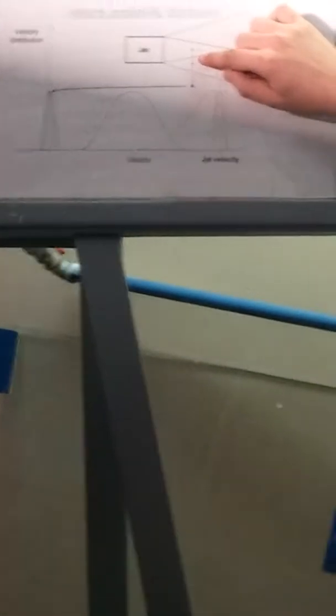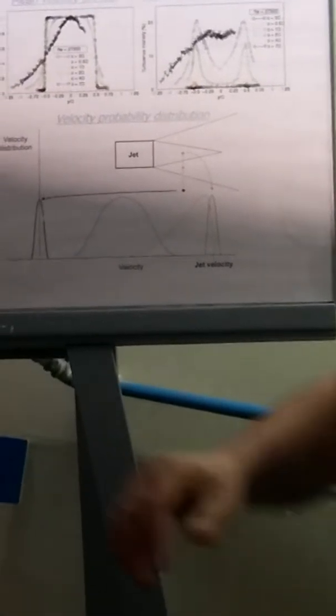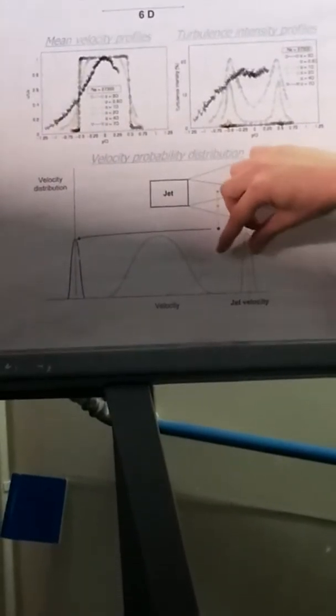Now, what will happen when you are at the orange point? At the orange point, you are just at the limit of the potential core. So what we will observe is a velocity that is more or less close to the one of the potential core. Okay, so you see that 95% of the signal will be close to the velocity recorded in the potential core.